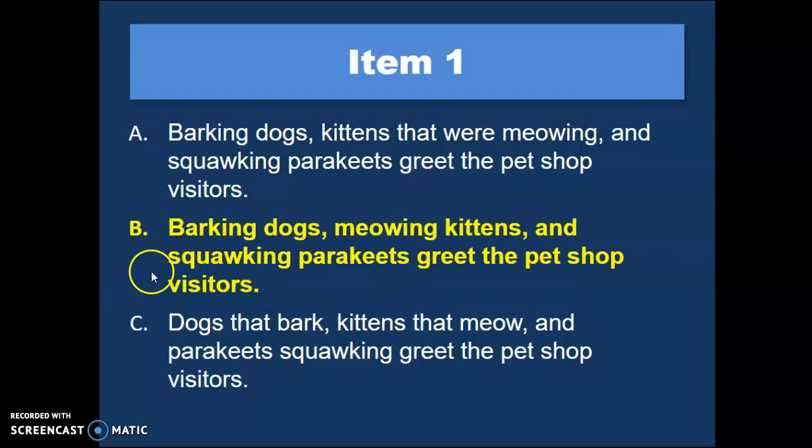It's B. See how everything in the series, barking dogs, meowing kittens, and squawking parakeets, all start with an ing verb followed by a noun. Ing verb followed by a noun. These other two don't have that pattern with everything in the series. All right, next one.